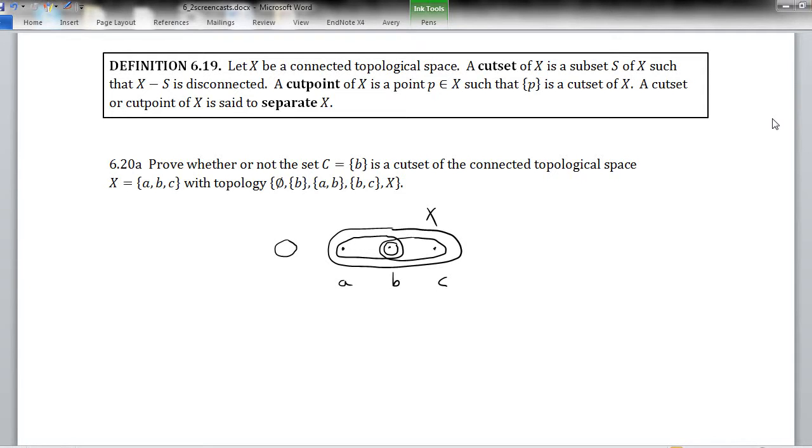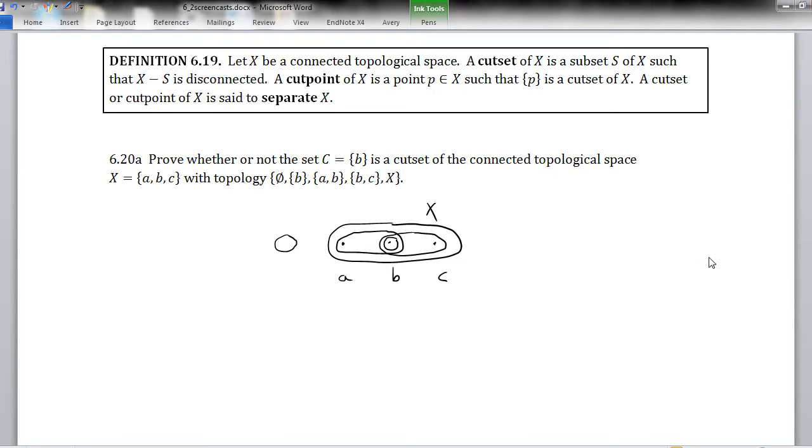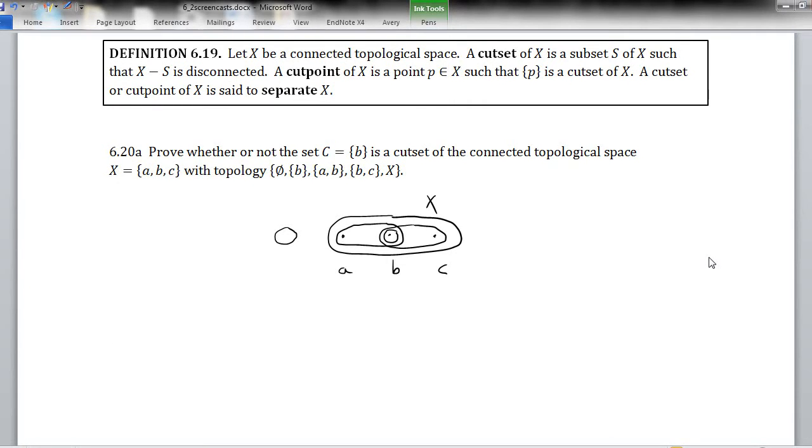And a cut point of X is a special case. It's basically a point such that a set consisting just of that point is a cut set. In other words, if you just take that one point out of X, then that disconnects capital X. Okay, or we have this language that a cut set or a cut point of X is said to separate X. Okay? Because X minus S is going to have a separation, right? So it's disconnected.